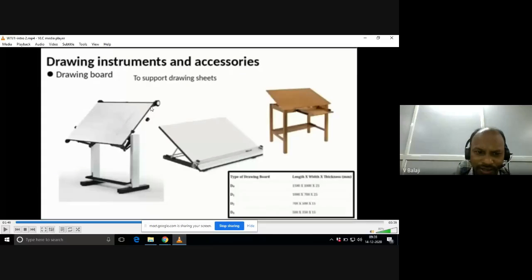so you see the tables are not flat, some inclined. Then only you can get the proper comfort while drawing with the help of instruments, pencils, compass, and all. Anyway, we are not manufacturing the tables, we are just using the table. And the designations are something like this: D0, D1, D2, D3. Understood what I am saying?